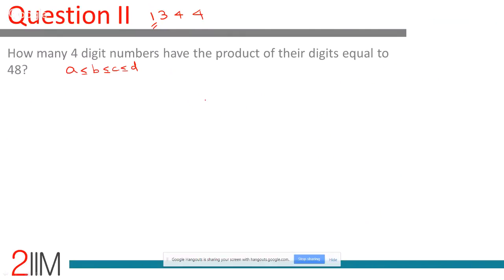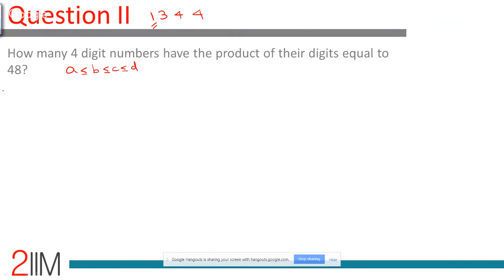So now, the smallest digit I can have is 1. I want to see how many ones I can accommodate, maximum. Let's say I can accommodate 1, 1, that is possible. Can I accommodate 3 ones? 1, 1, 1 and something, the product won't be 48. Is it possible to accommodate 2 ones? Can I have 2 ones in the system?